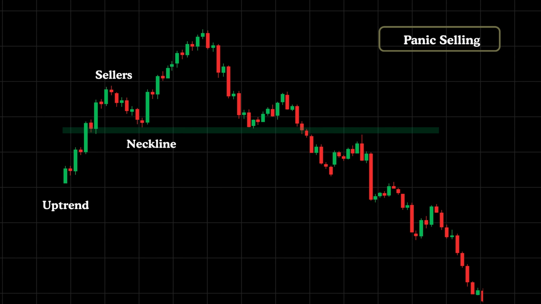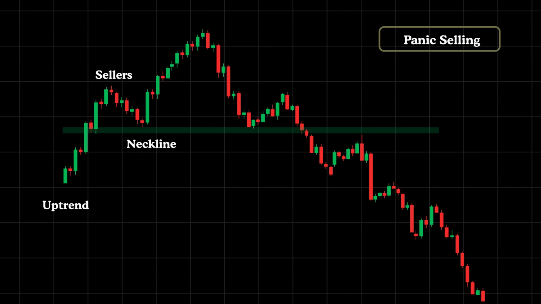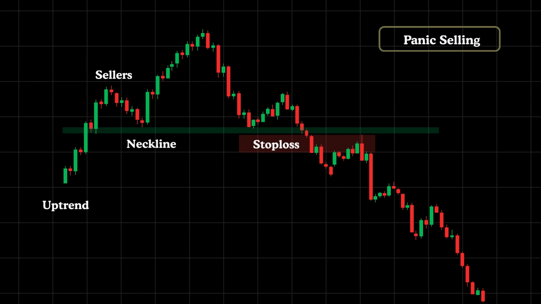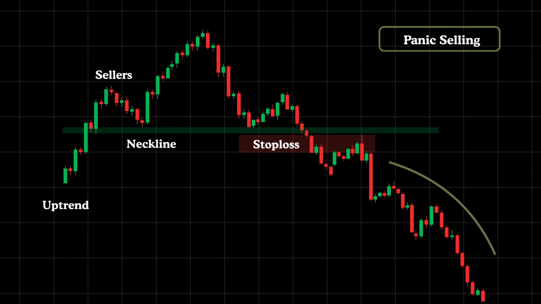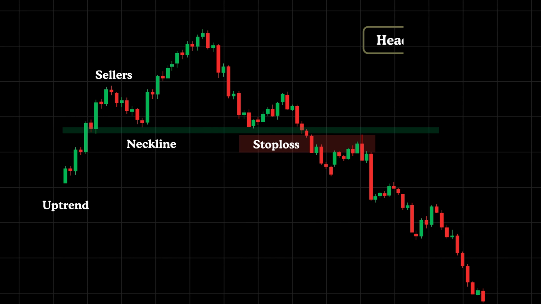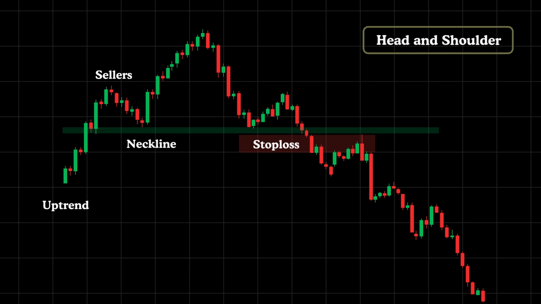As soon as the neckline breaks, heavy panic selling occurs. All buyers who placed their stop losses near the neckline will have their stops triggered, which causes the price to drop sharply, resulting in a strong downward move. This entire price action forms the head and shoulders pattern on the chart. When viewed, this setup represents a perfect reversal trade opportunity.